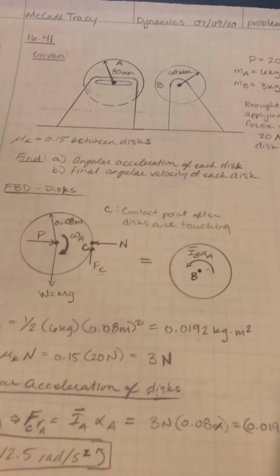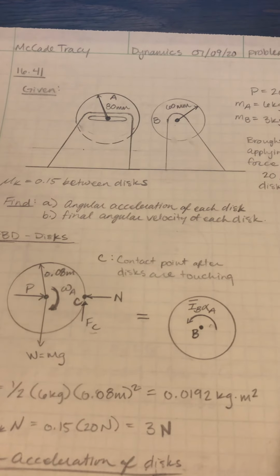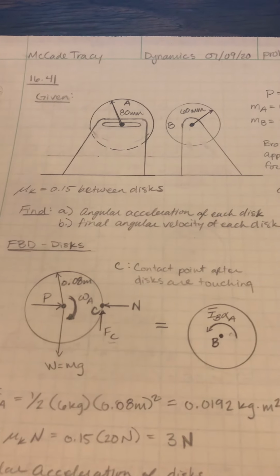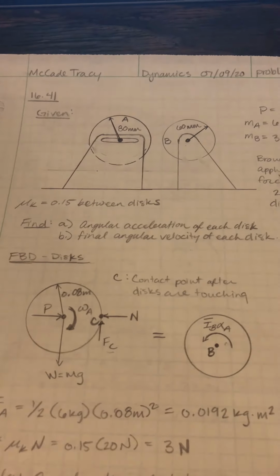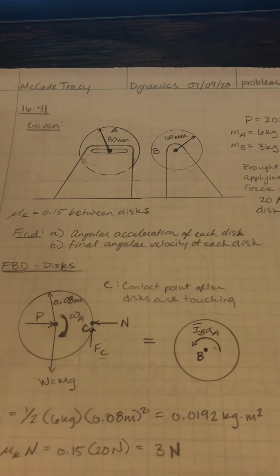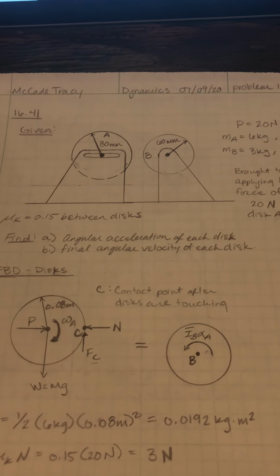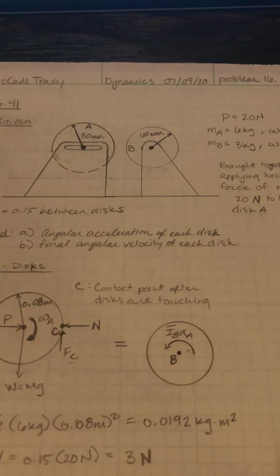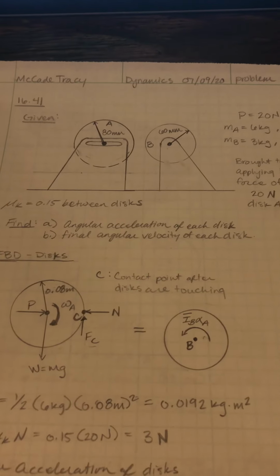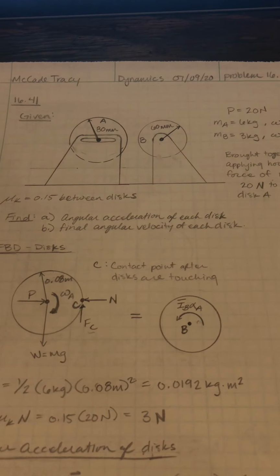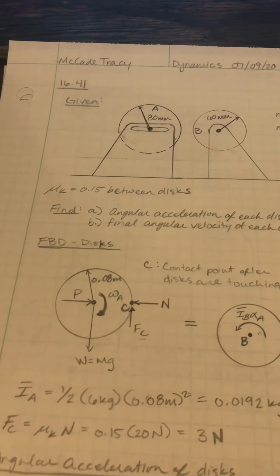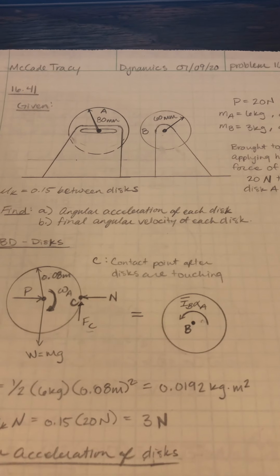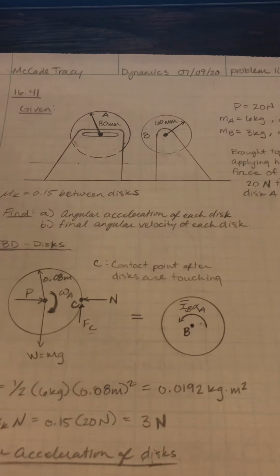So here we have two discs, and disc A is moving towards disc B by a horizontal force P at a magnitude of 20 newtons on the axle. We have the kinetic friction is 0.15 between the discs. And so we're being asked to determine the angular acceleration of each disc and find the angular velocity of each disc.